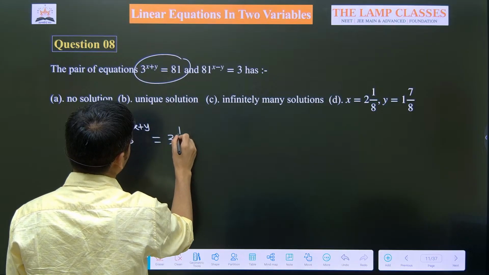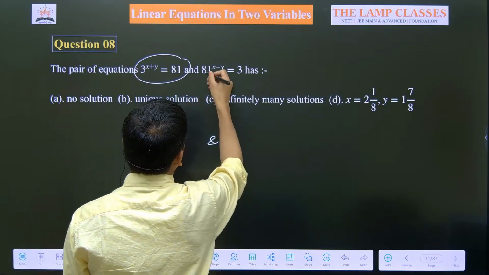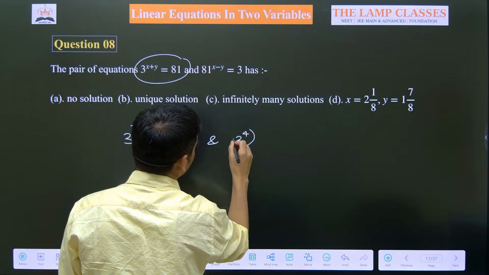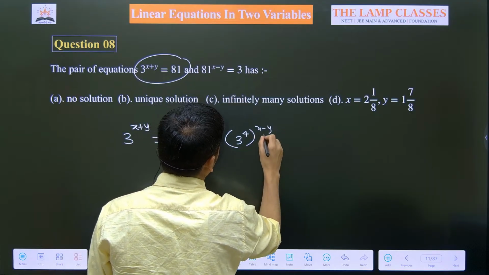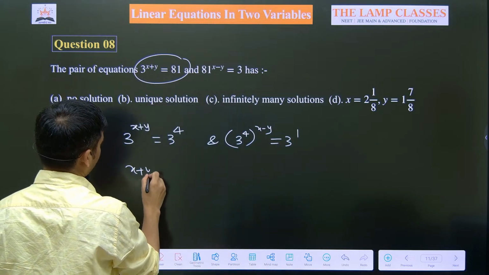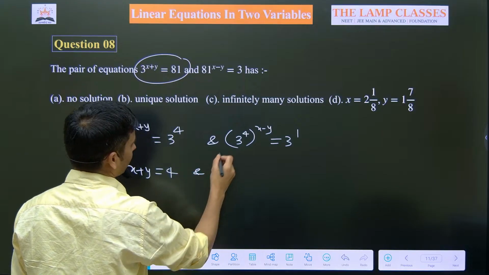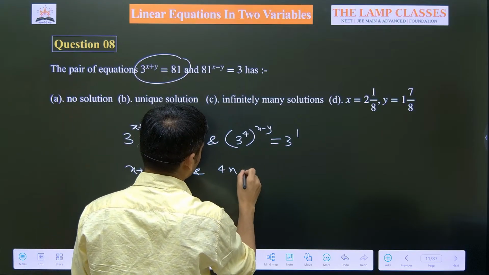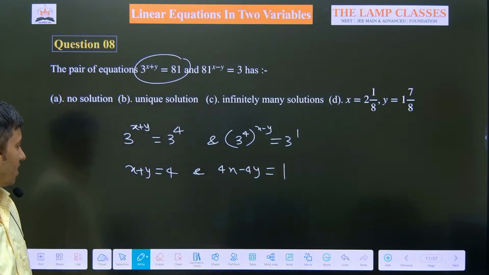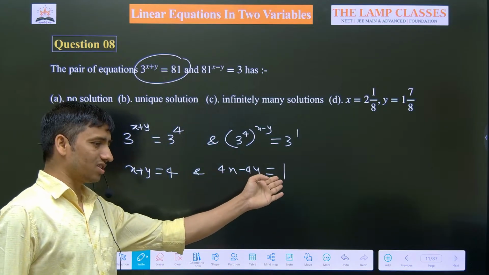So 81 is basically 3 raised to 4. And this time we have 81 raised to this number. 81 can be written as 3 raised to 4, so 3 raised to 4(x minus y) is equal to 3 raised to 1. Now equate the exponents. So x plus y is equal to 4, and when you simplify it, it's 4x minus 4y is equal to 1. They're asking what kind of solution it has. So I think clearly we can say there is a unique solution, right?